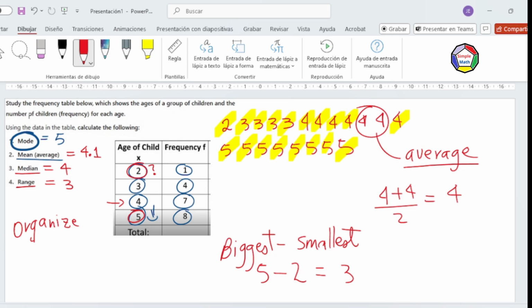Remember, mode is the most repeated data, number, or thing; that is mode. Then the mean, which is the average: we have to add all the numbers and then divide by the total of numbers we have. The median: to calculate the median, we organize all the numbers and we cancel 1 on the left, 1 on the right until we get the center. And the range, which is the biggest number minus the smallest.